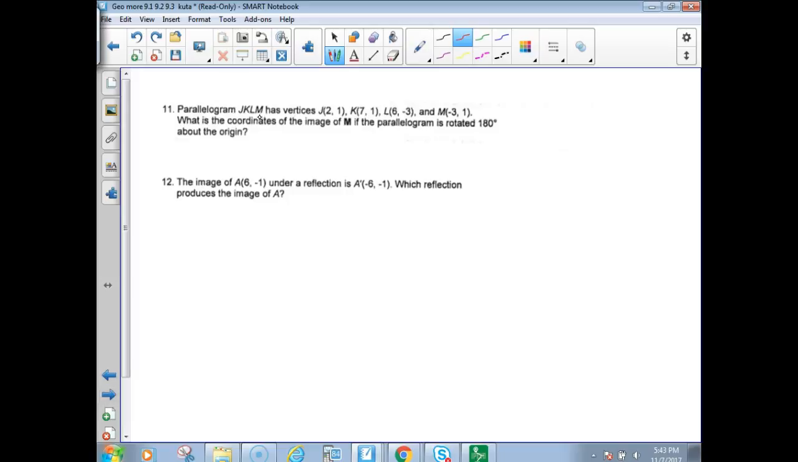Number 11, parallelogram JKLM has the following vertices. What is the coordinates of the image of M if the parallelogram is rotated 180 about the origin? 180-degree rotation is change the sign of both X and Y. So then you do not switch them. You just change the sign of both X and Y. So M prime would be at 3, -1.